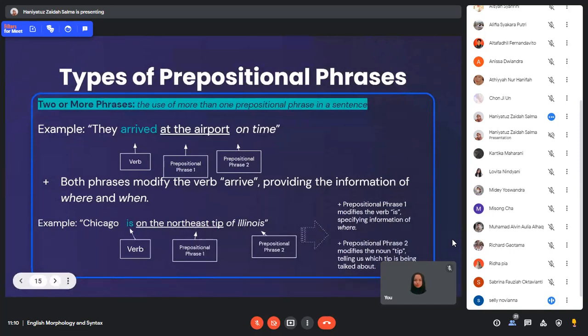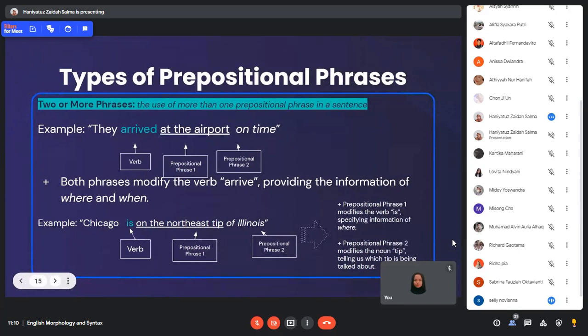Two or more phrases, the use of more than one prepositional phrase in a sentence. Example, they arrived at the airport on time. Arrived is a verb. At the airport is prepositional phrase 1. On time is prepositional phrase 2. Both phrases modify the verb arrived, providing the information of where and when.